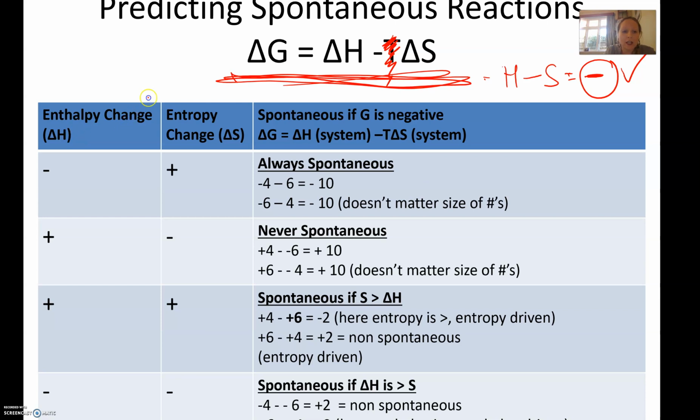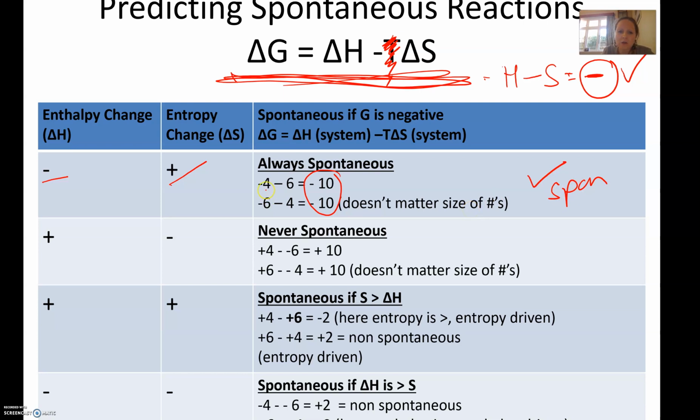H, enthalpy change, S, entropy change. So if the reaction is exothermic and there's a positive entropy, if we're doing H minus S, if you look here, it doesn't matter the size of either, you always produce a negative value. So therefore, these reactions will always be spontaneous.